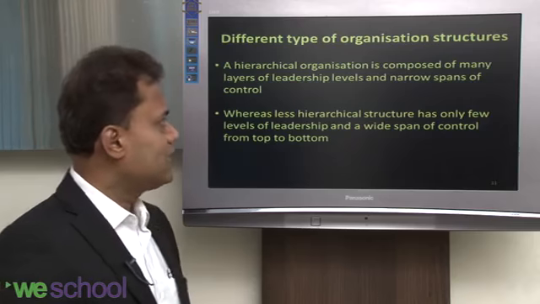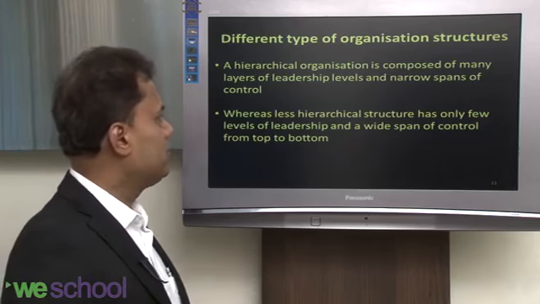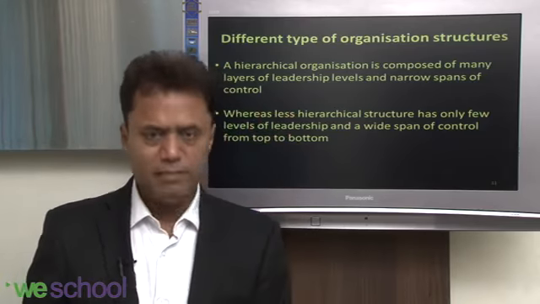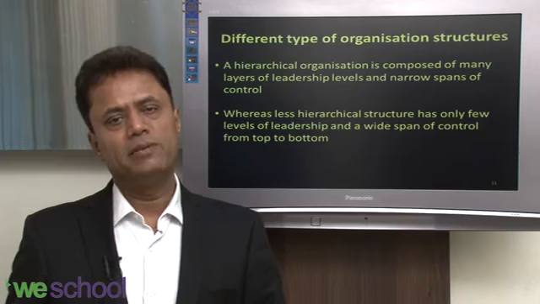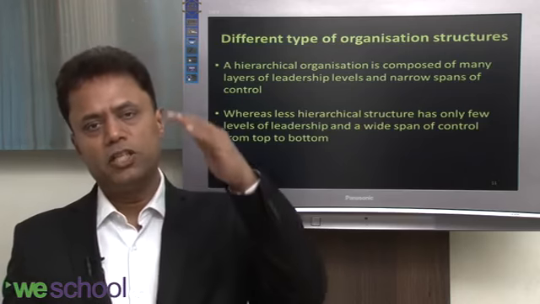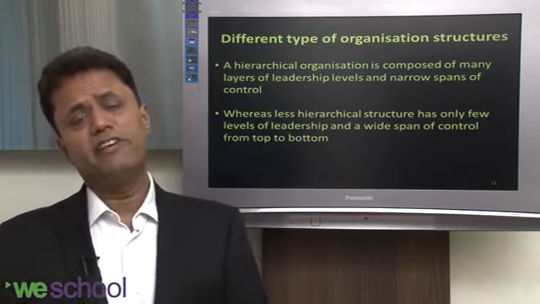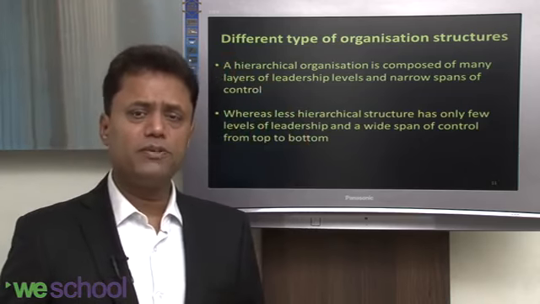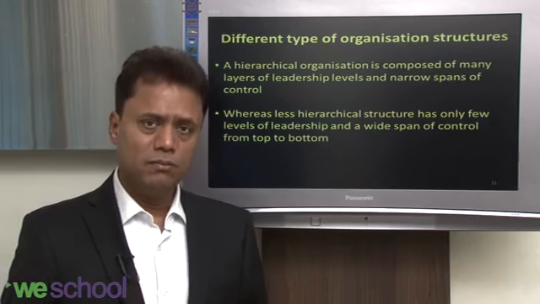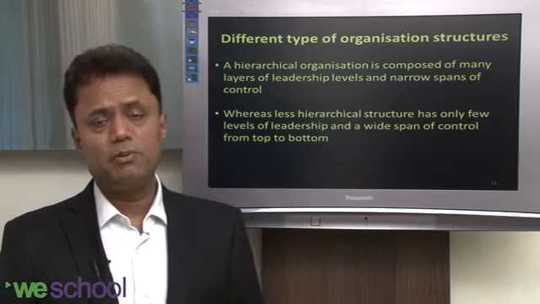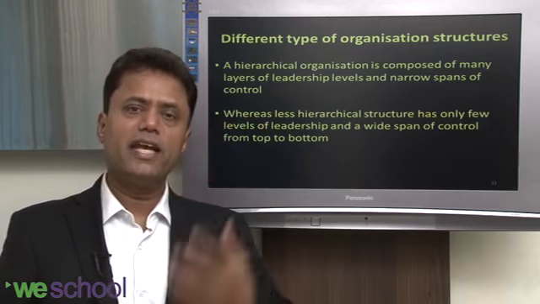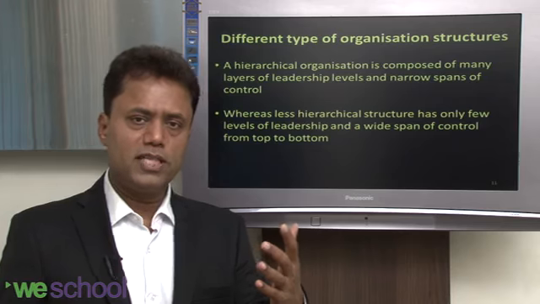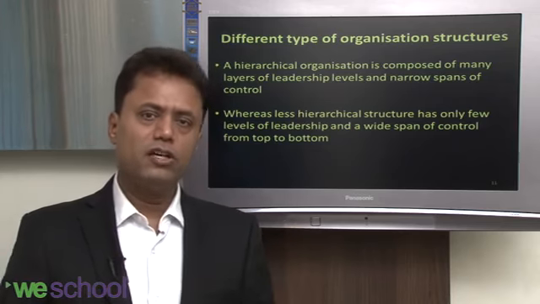A hierarchical organization is composed of many layers of leadership levels and narrow spans of control. So you'll have different levels. You'll have a junior management level, a middle management level, senior management level, top management level, and the board level. So there could be some 7 or 8 levels of management depending on the band of people, the role of the people in the organization. Sometimes decision making in a hierarchical organization can take many days, or many weeks and many months, as I've said before.